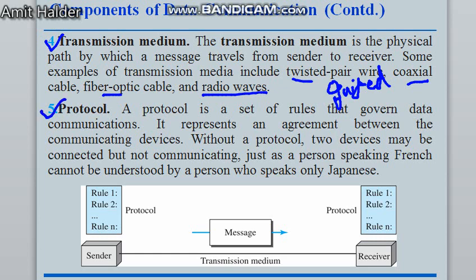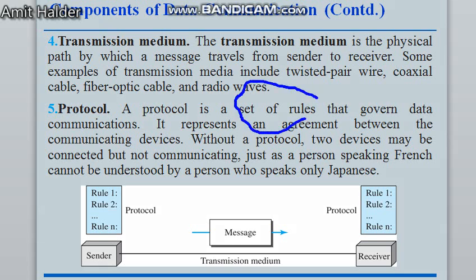And the fifth and most important part that data communication deals with is the protocol. A protocol is a set of rules that govern data communication. We have to keep in mind the basics behind that: protocol is a set of rules. You have to keep this in your mind, that is the important thing. Protocol is a set of rules that govern data communications. It represents an agreement between the communicating devices. Without a protocol, two devices may be connected but not communicating.